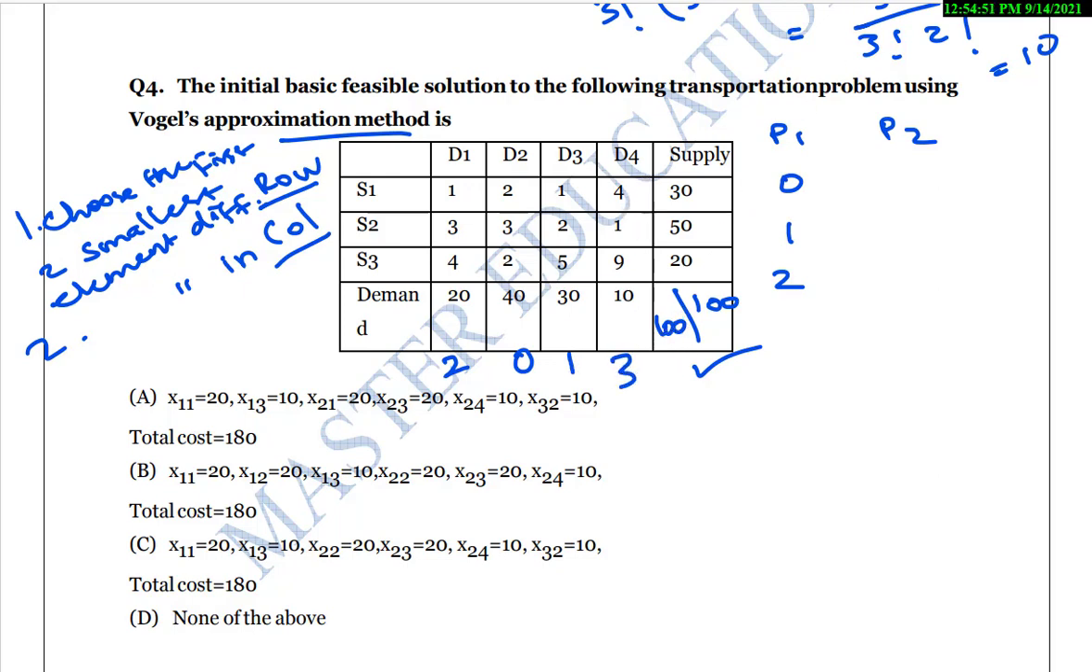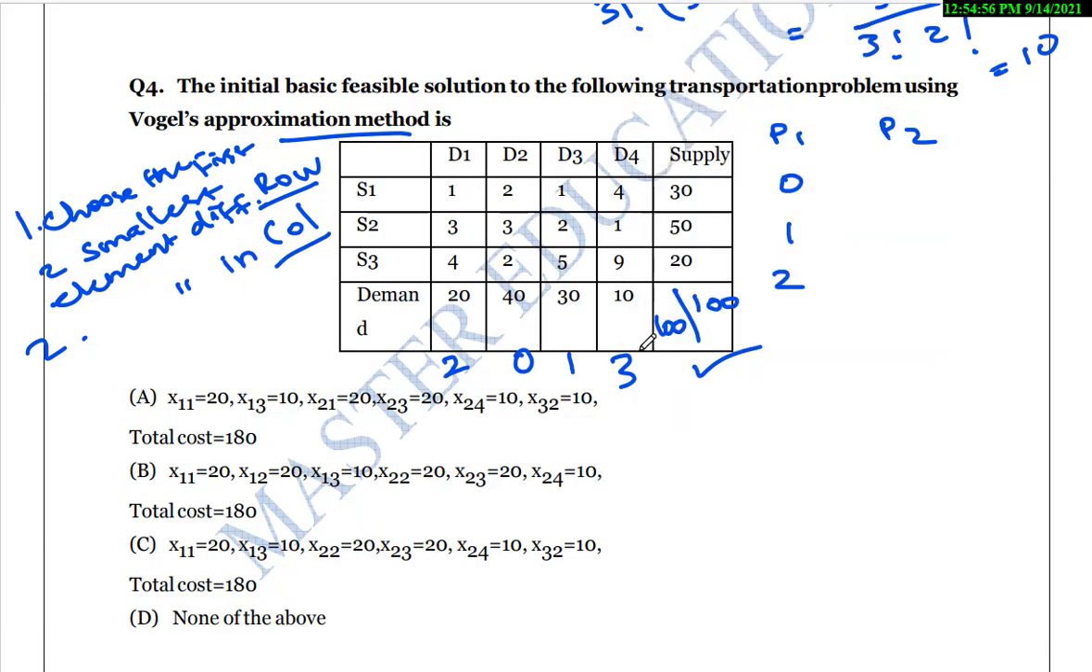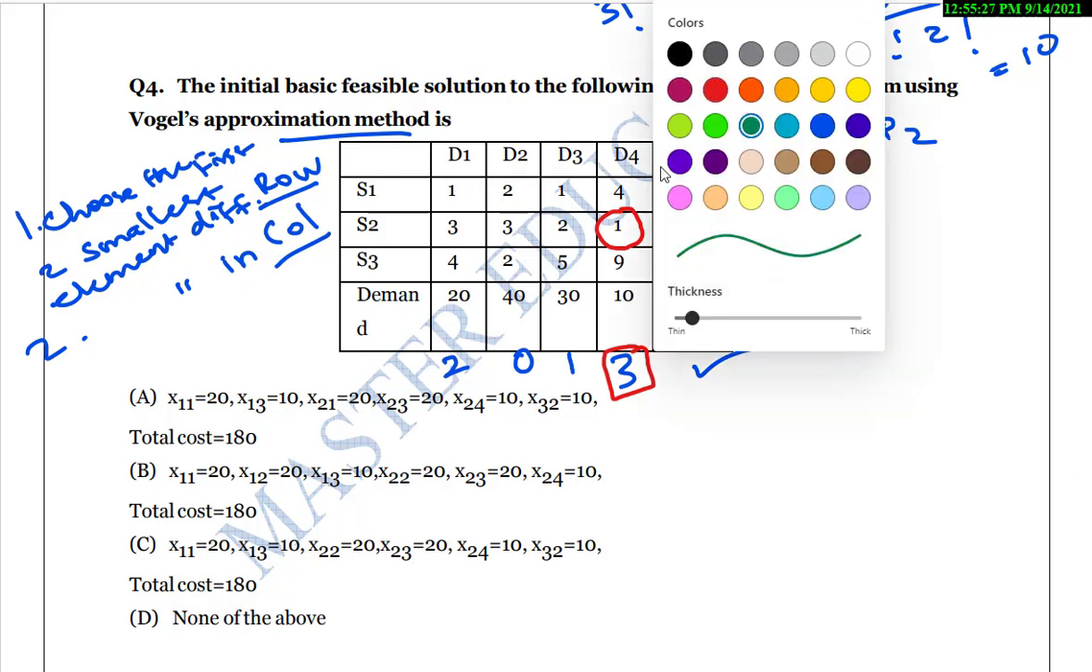Now you have to see which is the highest penalty. The number 3 is the highest penalty. So the row penalties are 2, 0, 1, and the column penalties are 3, 0, 1, 2. This is the highest penalty, 3. So in this column we have to choose the smallest element. Here 1 is the smallest element.